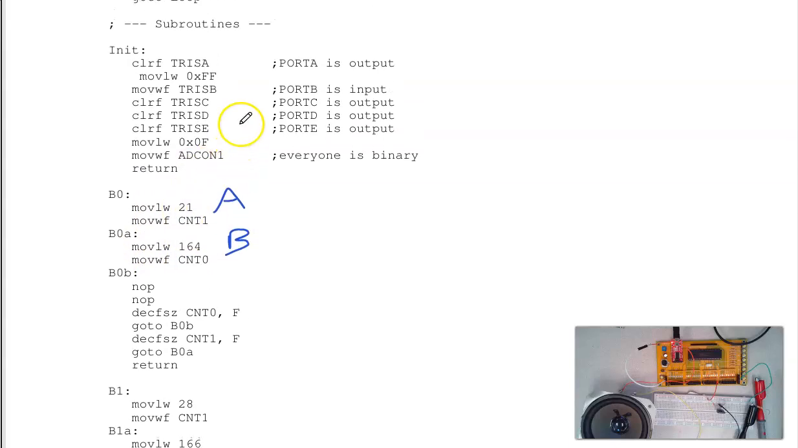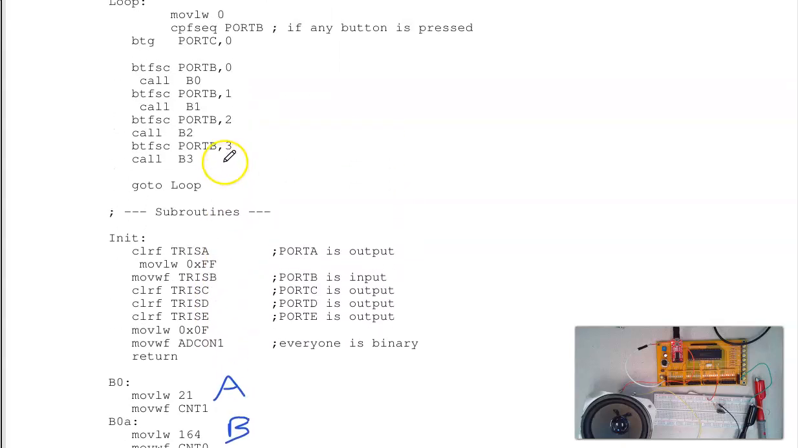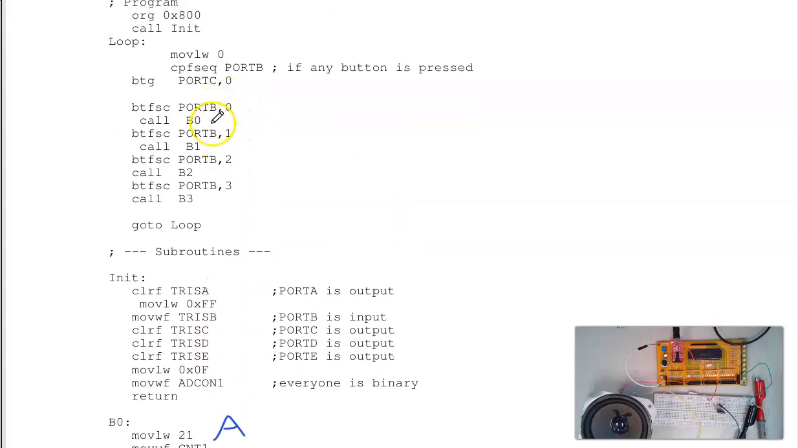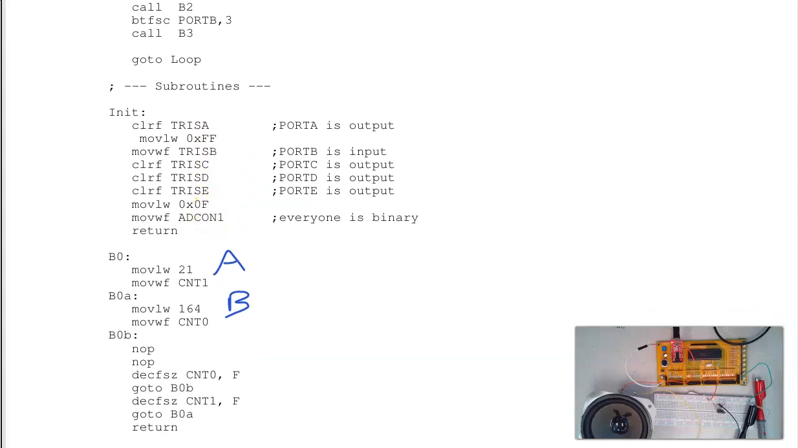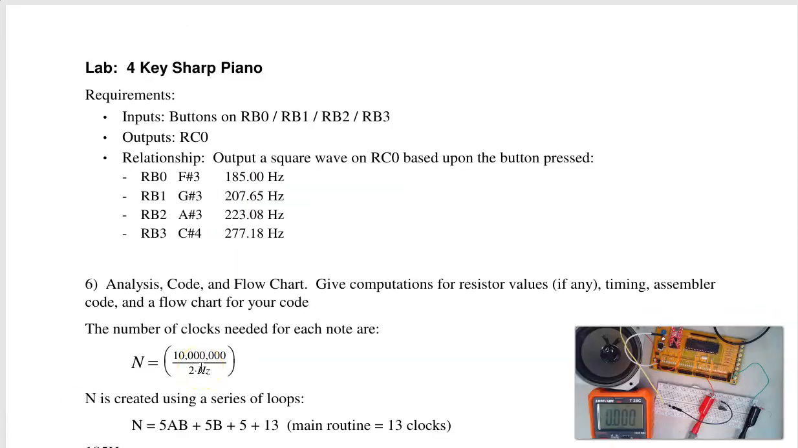The wait loop that I call depends upon the button. Let's see, did I hit the first button? If so, call the first wait loop. Second button, call the second wait loop. Third, fourth. Problem 6 looks at building a 4-key piano. What I want to do is play 4 different notes when I hit buttons.